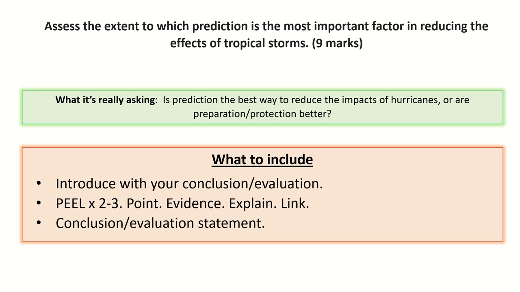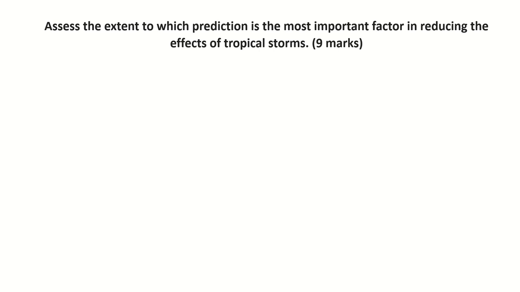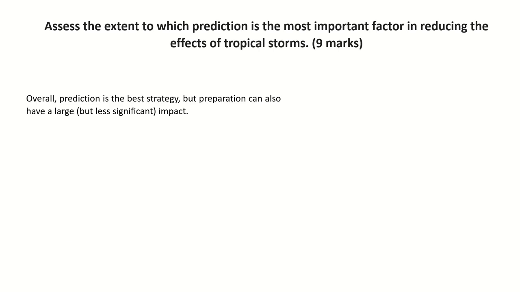I'm going to want 2 or 3 PEEL paragraphs that's making a clear point, providing evidence, which is usually a case study, explaining this, actually explaining what your point is, and then linking it back to the question. In this case, saying, therefore, this increases the extent or to some extent, whatever. And then finally, a conclusion as well. So let's have a look at my answer.